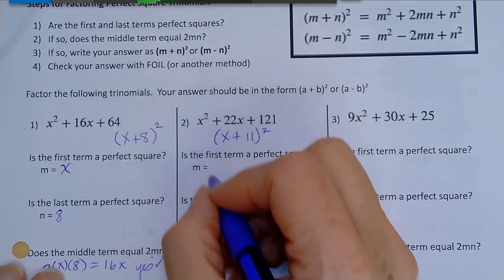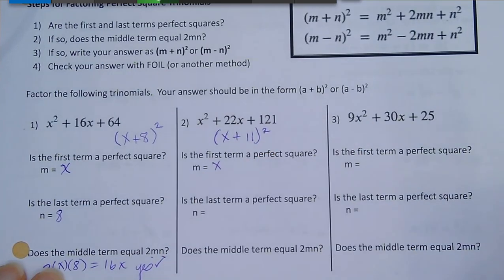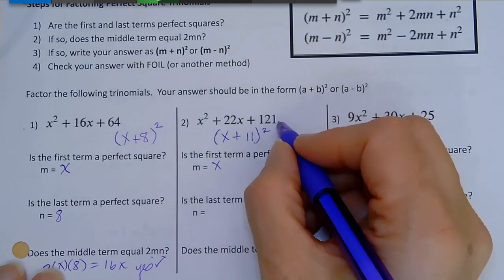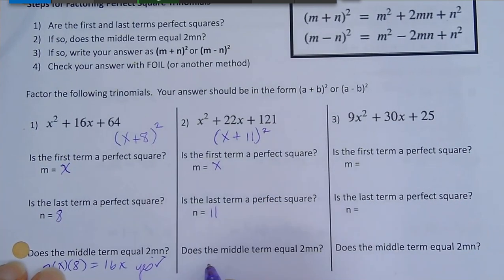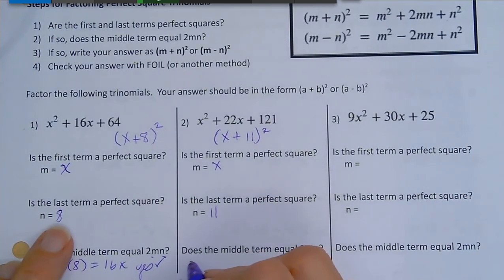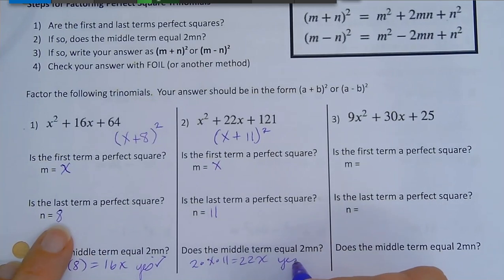The square root of x squared is just x, so my m value would be x. Was the last term a perfect square? It was. The square root of 121 would be 11. Does that middle term equal 2mn? It's 2 times x times 11, which is 22x, and so the answer was yes, it does equal 2mn.